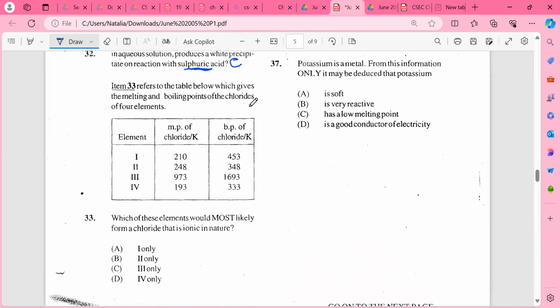Item 33 refers to the table below. It gives the melting point and boiling point of chlorides of 4 elements. Which of the following elements would most likely form a chloride that is ionic in nature? Ionic chlorides have high melting point and high boiling point. So I'm going to go with 3.